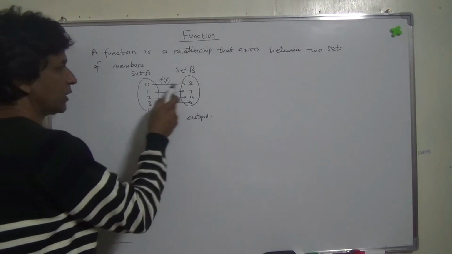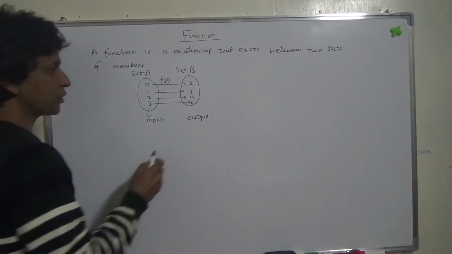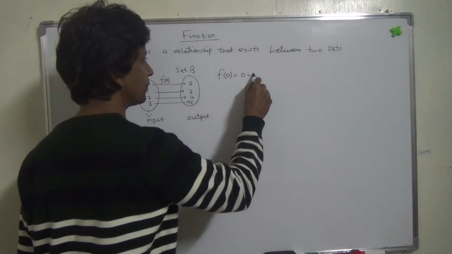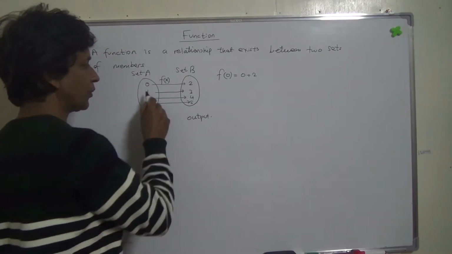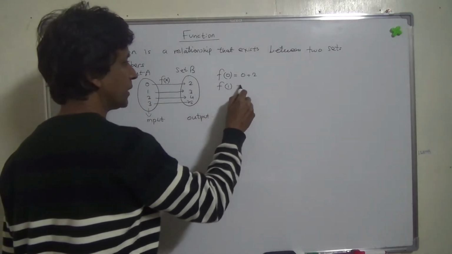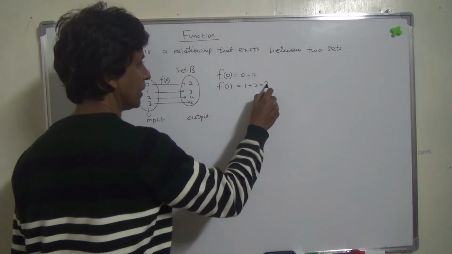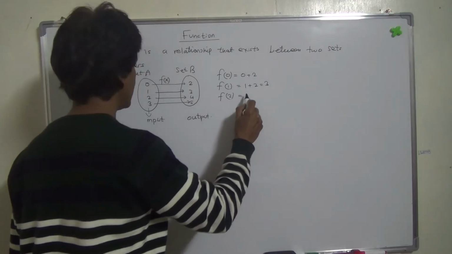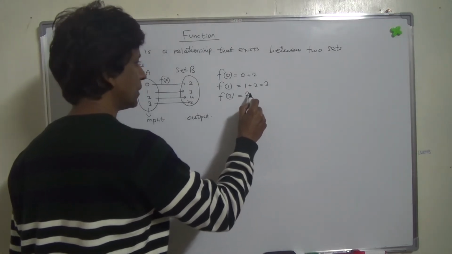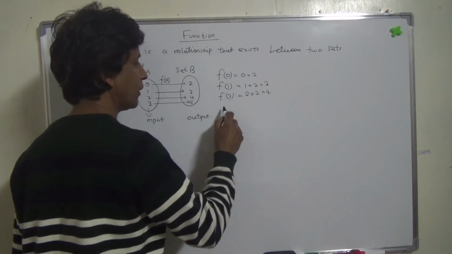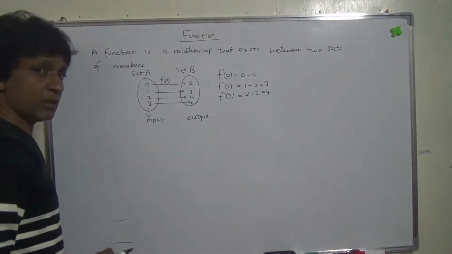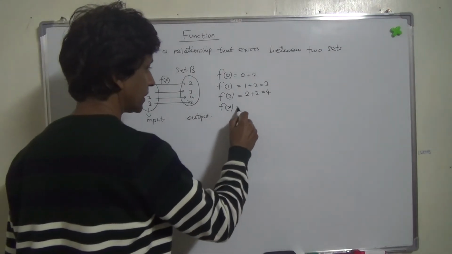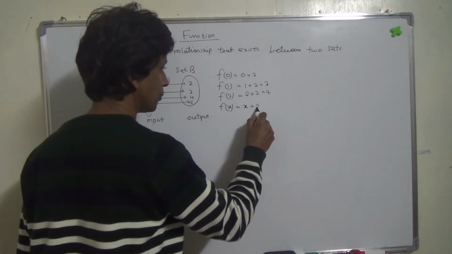So if 0 is becoming 2, an example of this could be, let's say, f(0) is equal to 0 plus 2, which gives us 2. f(1) could be 1 plus 2, meaning this is 3. You got f(2), and this is going to become 2 plus 2, giving 4, etc. So clearly, what we are looking at here is f(x) is equal to x plus 2. This is our function.